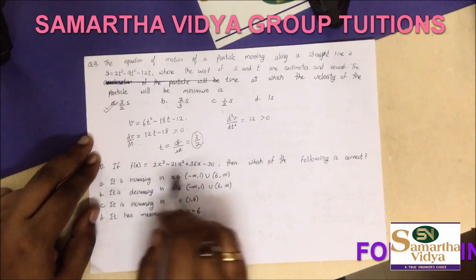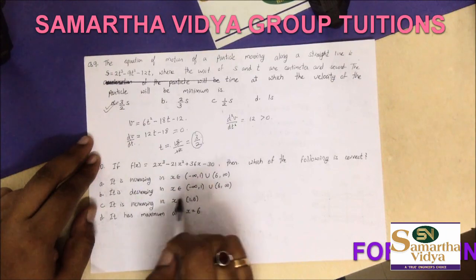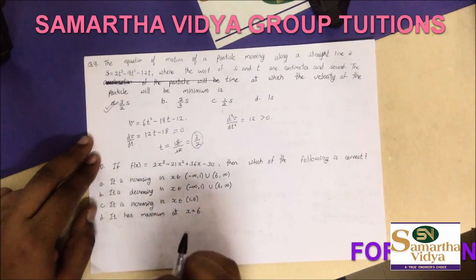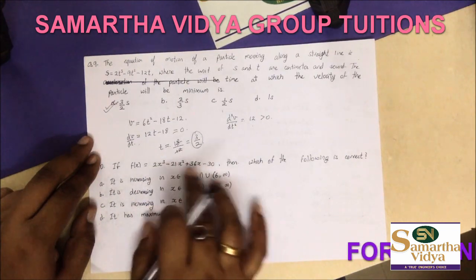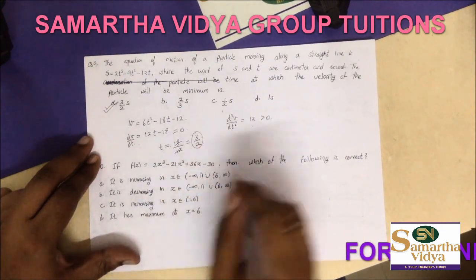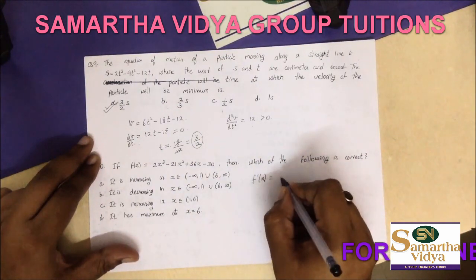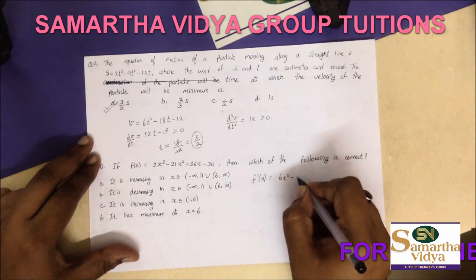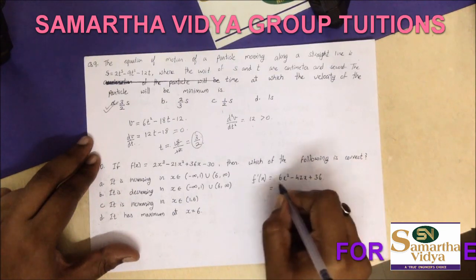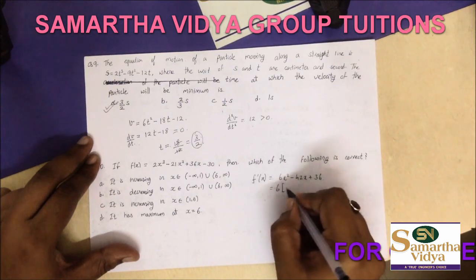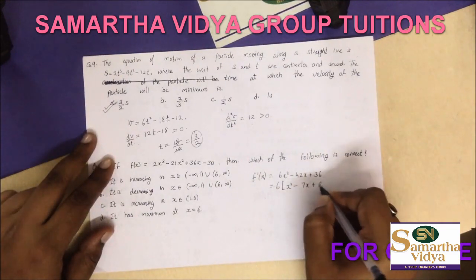Going ahead, we have the function, and I need to find whether it is increasing, decreasing, or increasing in 1, 6, or its maximum value is at x equal to 6. For increasing and decreasing, I need to find the first derivative. So f dash of x is nothing but 6x square minus 42x plus 36. Let's take the 6 common outside, so that's x square minus 7x plus 6.